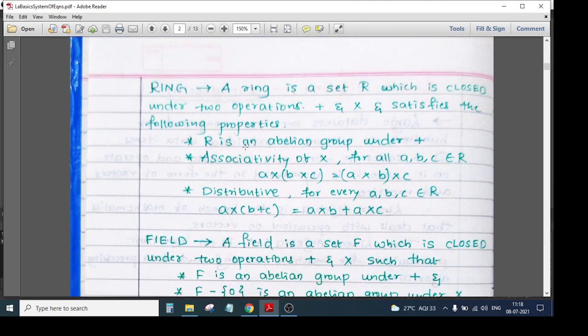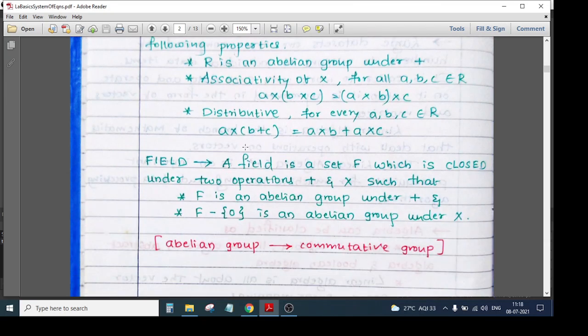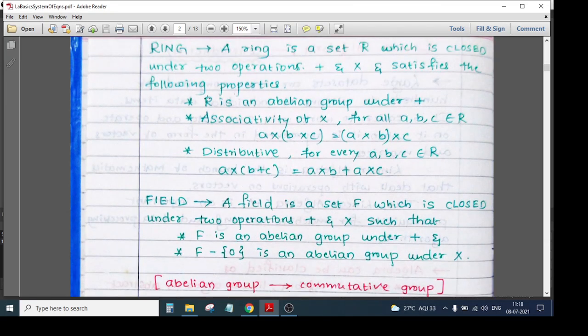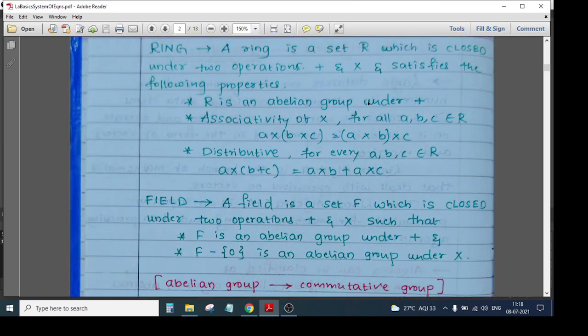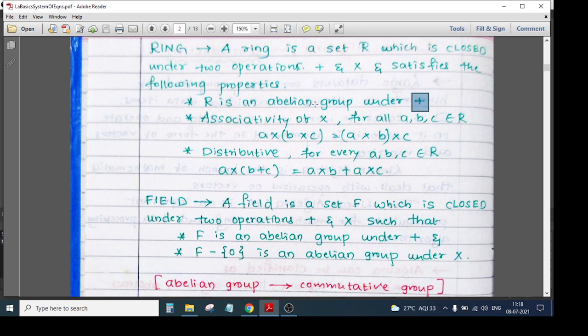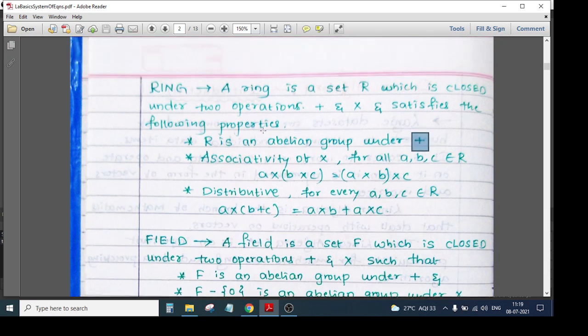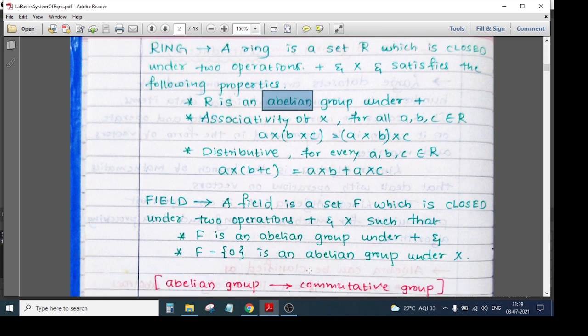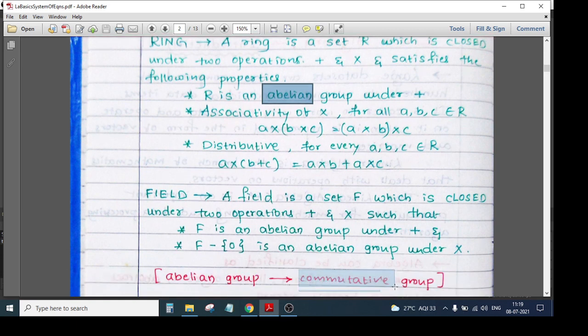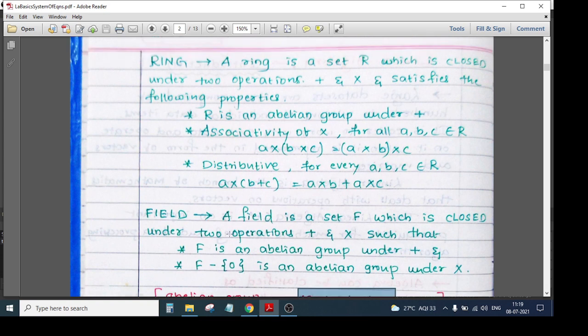Let us look at what these properties actually are. The first property we have is R must be an abelian group under addition. What is the meaning of abelian group? It must be a commutative group, that is, a plus b must be equal to b plus a. Sorry, a slight change: it should be an abelian group only under addition, not under multiplication.